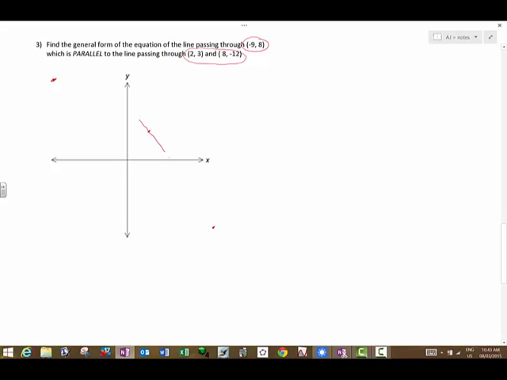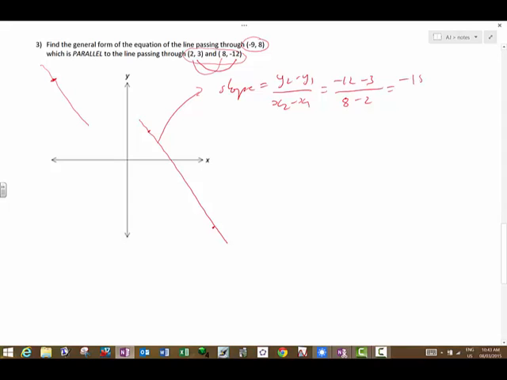So here's the line that it needs to be parallel to, so it's going to be something like this. First off, we need to find the slope of this line. So the slope is the difference in the y coordinates over the difference in the x coordinates. Minus 12 subtract 3 divided by 8 subtract 2, or in other words minus 15 over 6, which is minus 5 over 2.